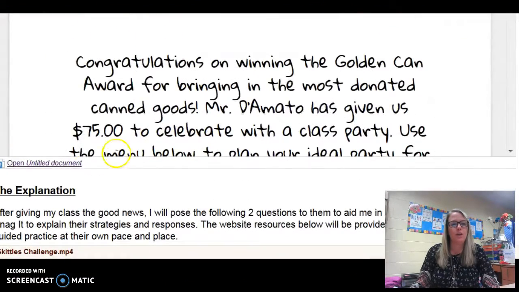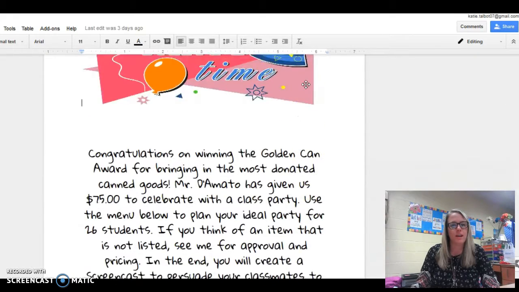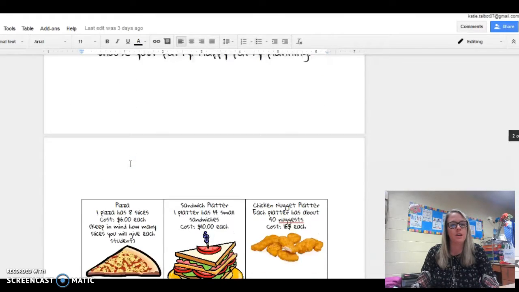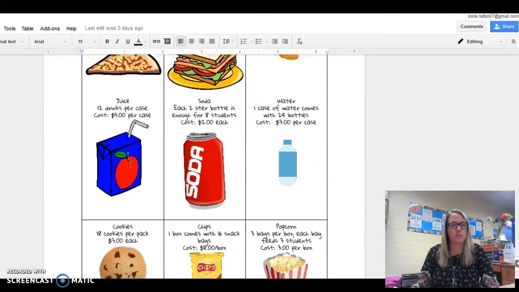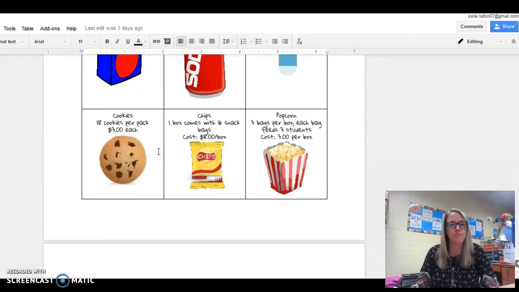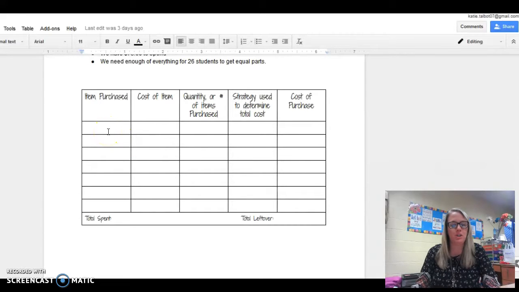So in your Google Classroom, you have a document shared with you that says Party Plan. And it repeats the directions about how we're going to plan a party for 26 students with the budget of $75. There's a menu with the descriptions of possible food, snacks, and drinks, as well as the price that they cost and how many people each item feeds. You will use that information to input the information into your Google table that has been shared with you, and this will help you do your planning and be sure that you stay under budget.